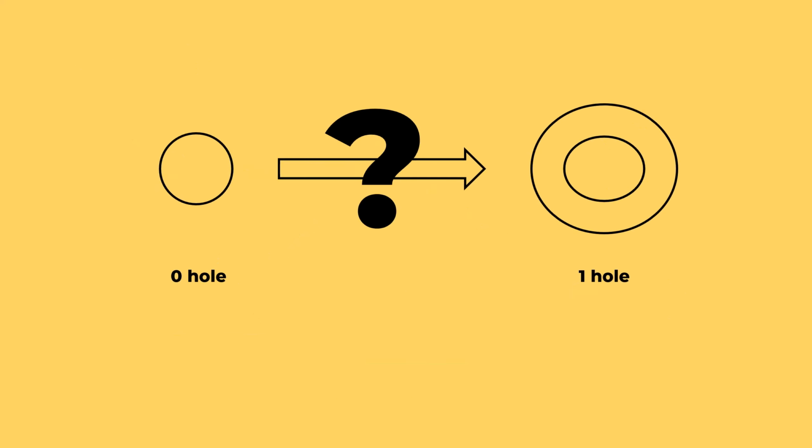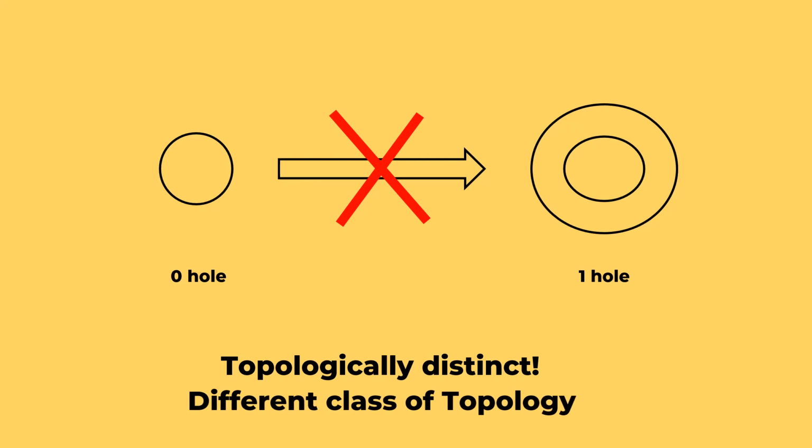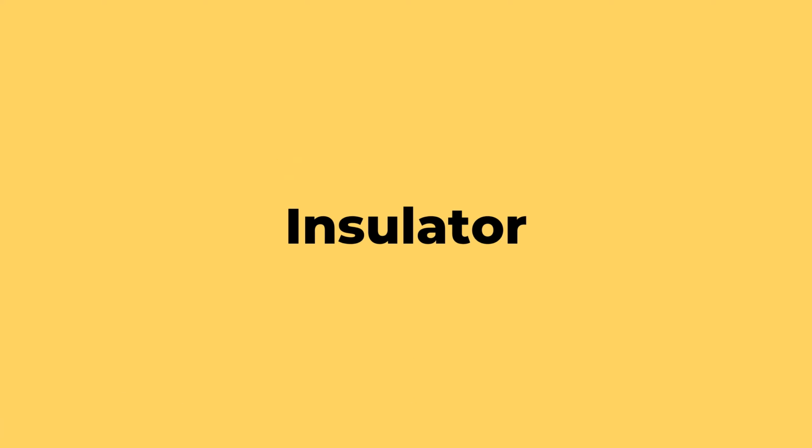Let's look at a different case. Can we deform a circle into a donut shape? Well, I guess not. Making a hole is not continuous deformation. So, they are topologically distinct. Different shapes having a single hole and zero holes, like the example, are said to be in different classes of topology.